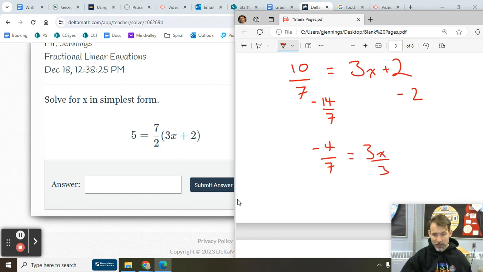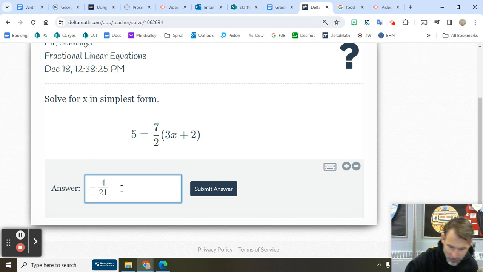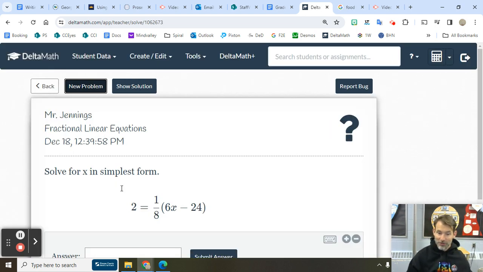Divide both sides by 3 is the same thing as multiplying by 1/3. So we get negative 4 over 21 equals x. Woo! That was a nasty one. Nasty, with nasty numbers, with no simplifications. Hooray. You want to see me do one in my head, don't you? You don't believe that I can do one in my head, do you? Okay, watch me go.